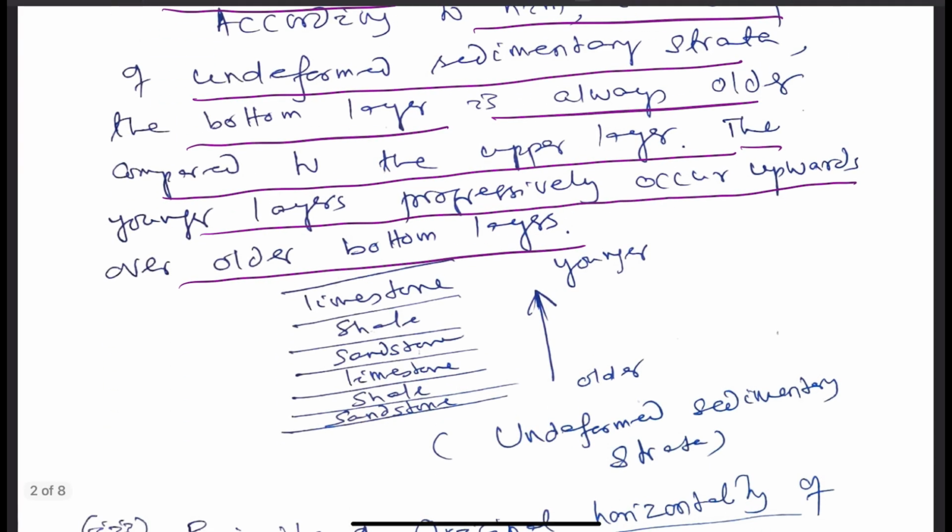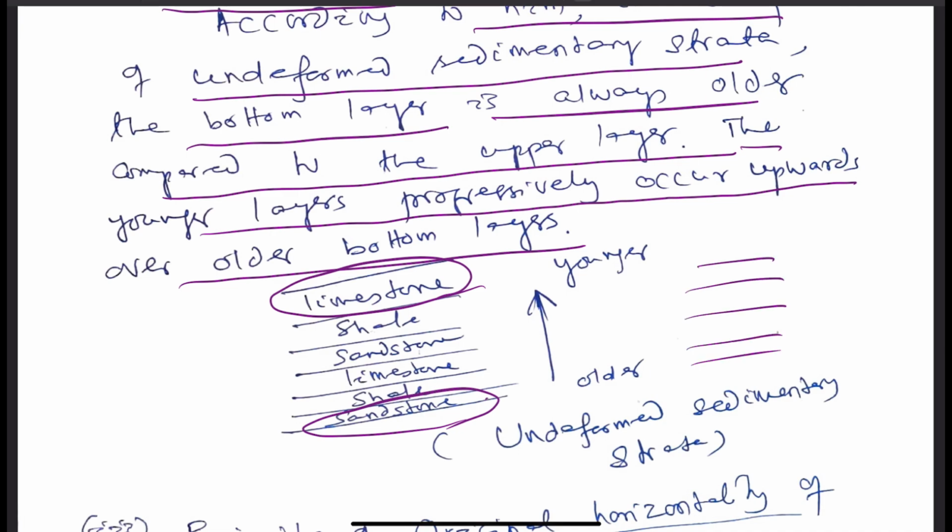So this is a sequence. The older layer is sandstone, shale, limestone. Again the same sequence occurs: sandstone, shale, limestone. So the top layer is always younger and the bottom layer is always older, provided these sequences have not been deformed by any tectonic event.